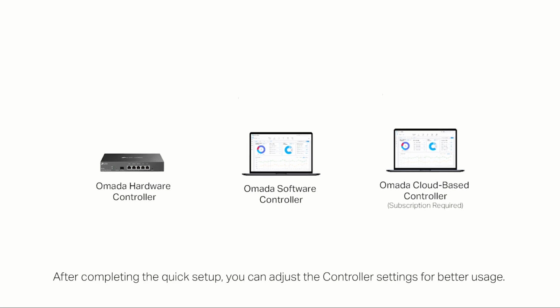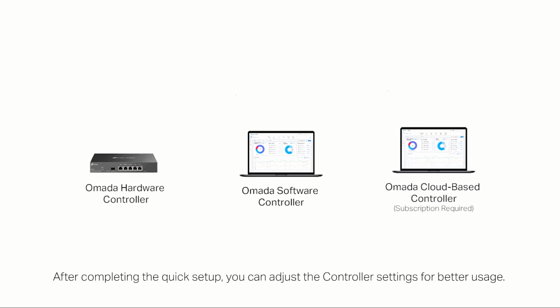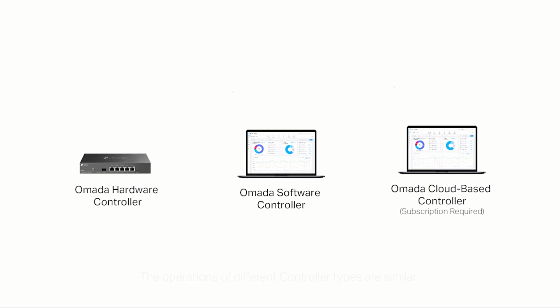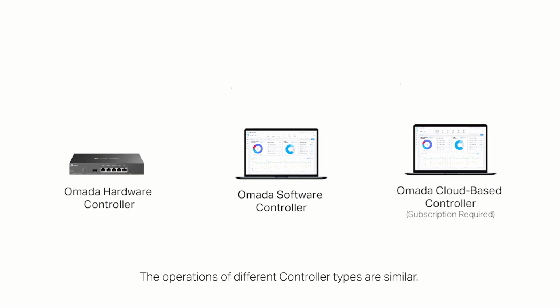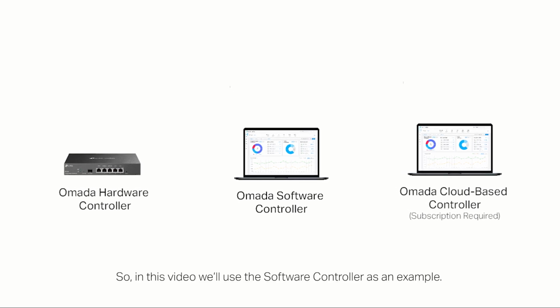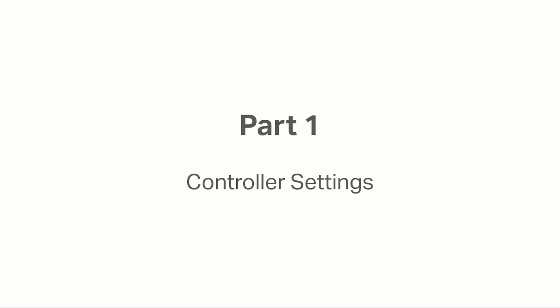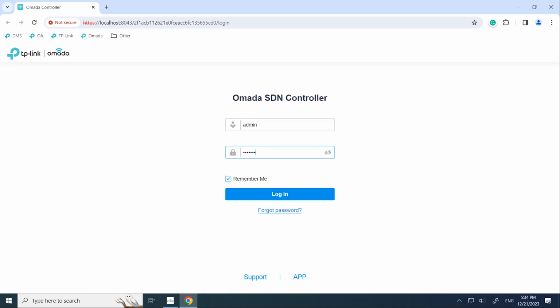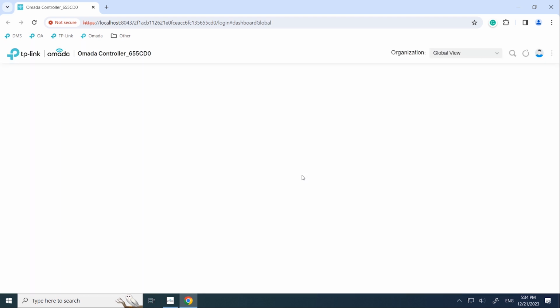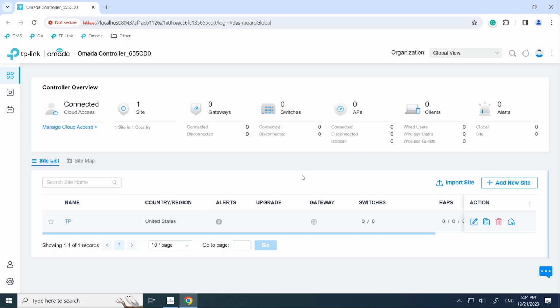After completing the quick setup, you can adjust the controller settings for better usage. The operations of different controller types are similar, so in this video we'll use a software controller as an example. Launch your controller. Go to Global View, Settings, Controller Settings.